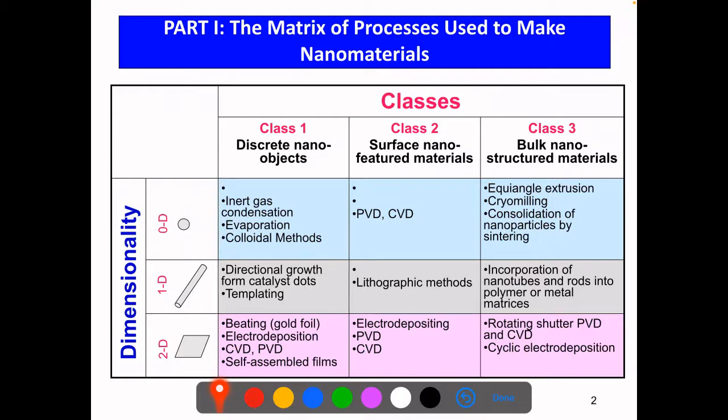Or if you have a one-dimensional nanotube, and if you want to create a surface feature again, you can go ahead and use lithographic methods. Or if you want to create two-dimensional films, but you just want to create something like a discrete nano-object, you can go ahead and use a top-down approach, beating, for example, or bottom-up approaches: electrodeposition, CVD, PVD, and self-assembled films, for example. So this is a general summary of how we classify things using what approach and which methodology.